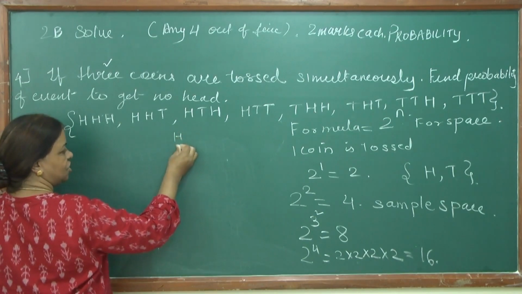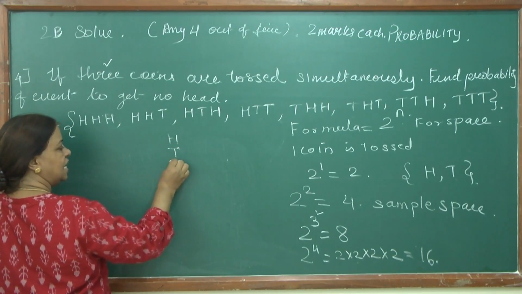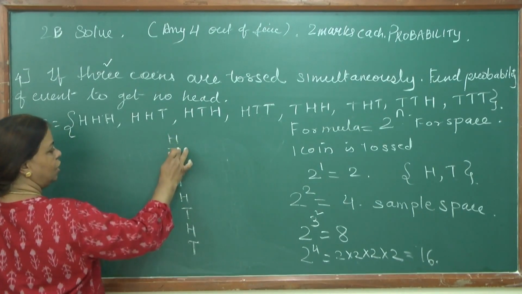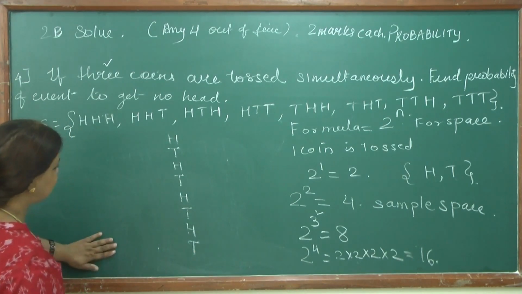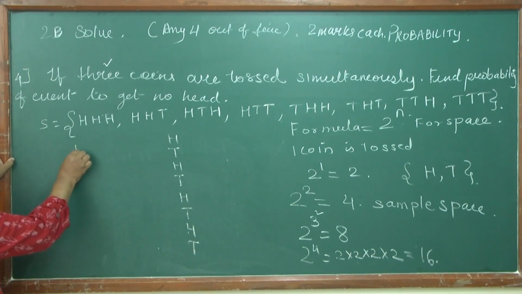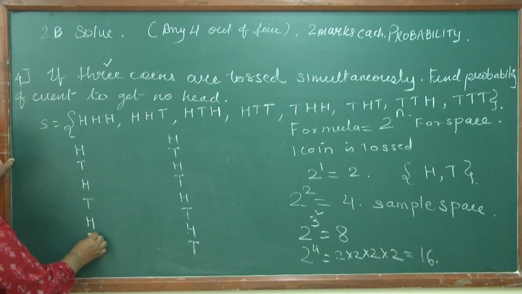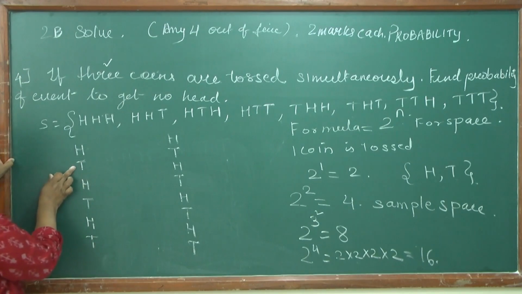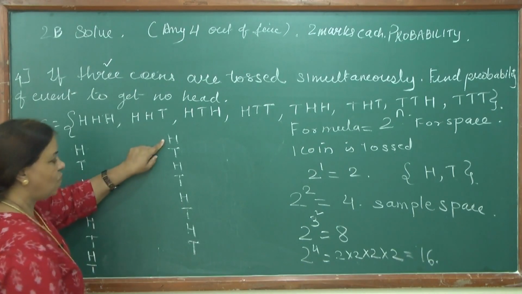So let me write H, T. Let us begin with H. H T H T H T H T. 1 2 3 4 5 6 7 8. Further, 16 sample points are there. So let me write here, 1 2 3 4 5 6 7 8. I began with H. Now 1 head 1 tail.